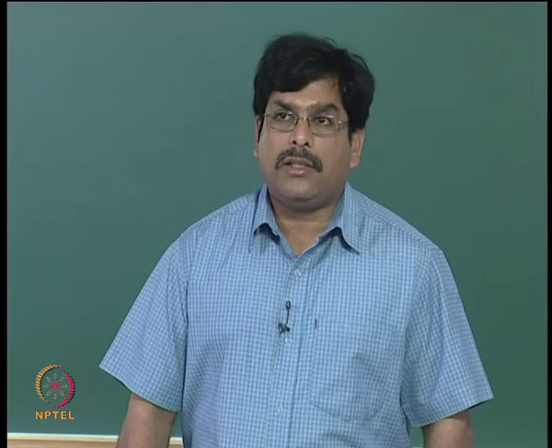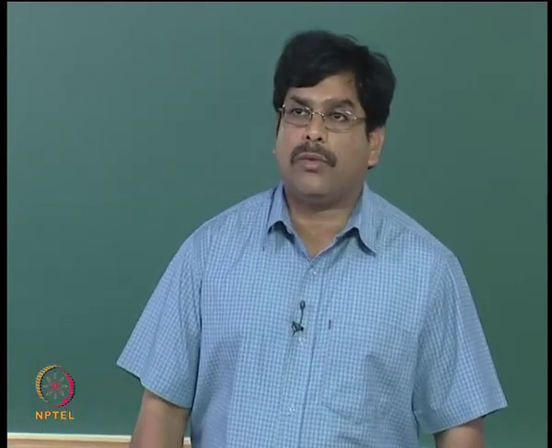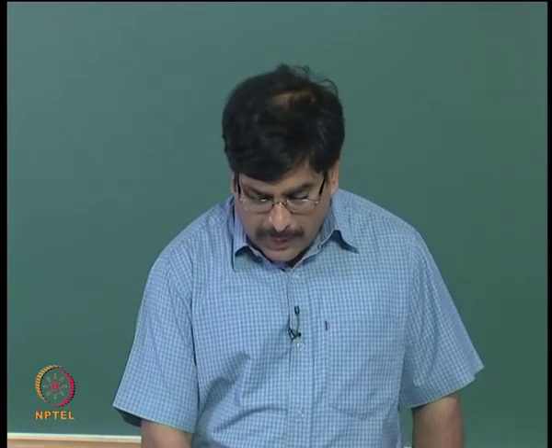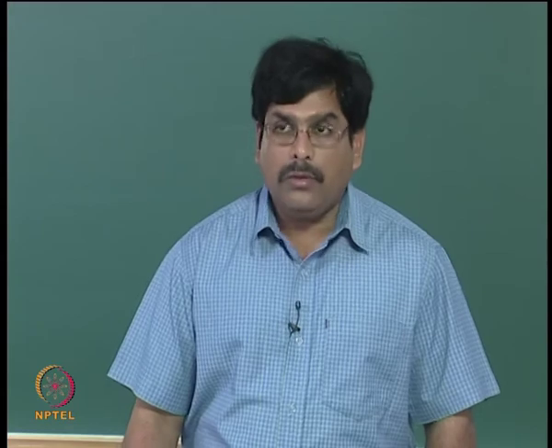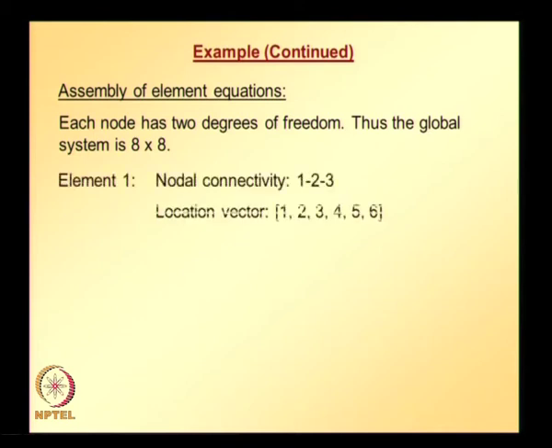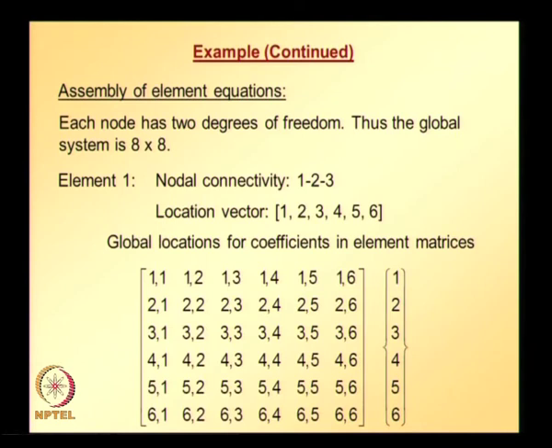As I mentioned, each node has 2 degrees of freedom. So, total global equation system is going to be 8 by 8. So, we need to clearly note down where the contribution from element 1 goes in and where the contribution from element 2 goes in to the global equation system.